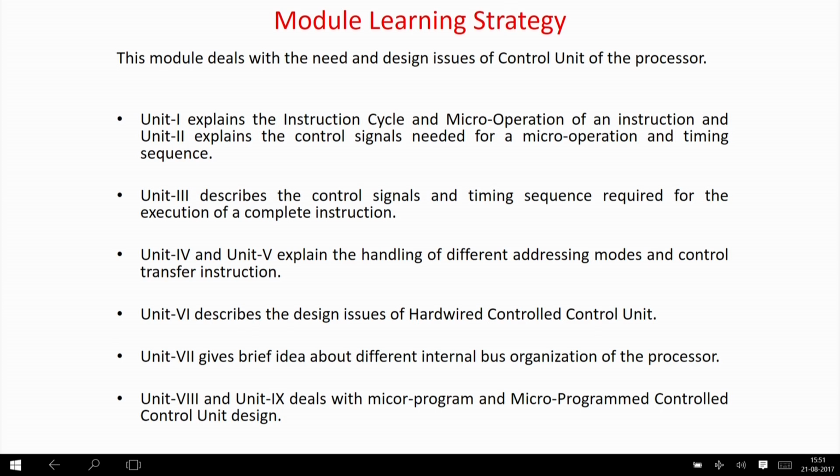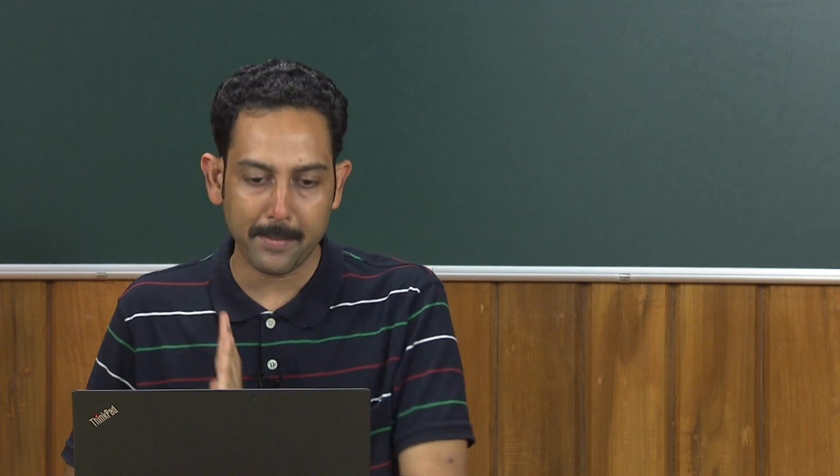Now look at the module learning strategy. So basically unit 1 and unit 2 will be the basics of this module, where we will study the instruction cycle and the micro operations of a unit. In the first unit we will be learning what an instruction cycle is, that we know: fetch, decode, execute, sometimes an interrupt and so forth, and what micro instructions are available for them. In the second, we will deal with the timing sequence, exactly what the time cycles are, and more integrated details of the control signals will be studied there. So the first unit will tell what the signals are, the second unit will tell the exact timing sequence in terms of timing diagrams.